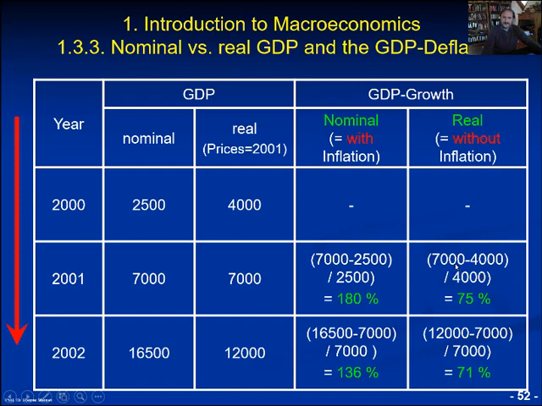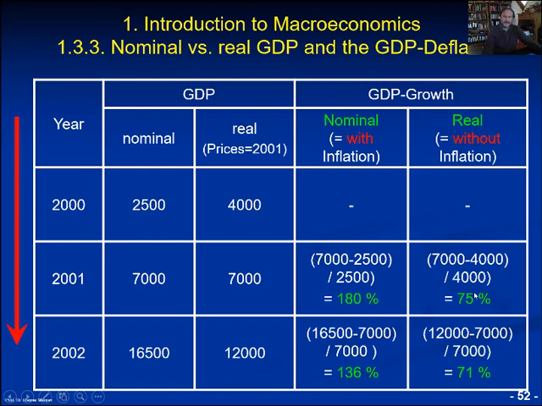We have to take the value of real GDP in the year 2001, 7,000 euro, minus the value of real GDP in the year 2000, 4,000 euro. This absolute difference is then divided by the value of real GDP in the year 2000, 4,000 euro. And this now results in a somewhat smaller growth rate, namely 75%. So, the real growth rate is now smaller than the nominal growth rate.